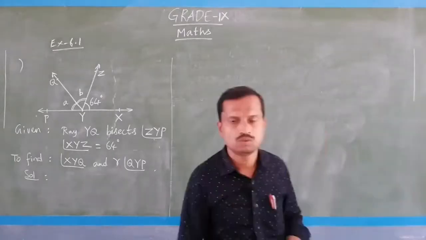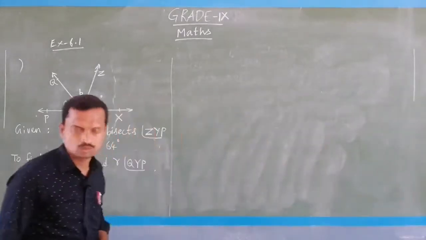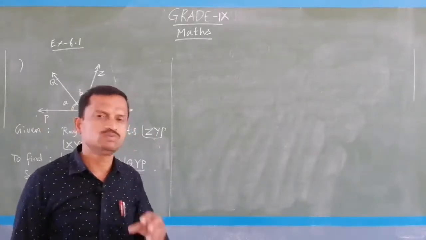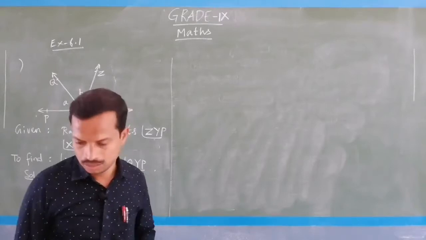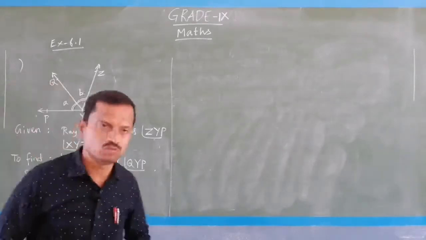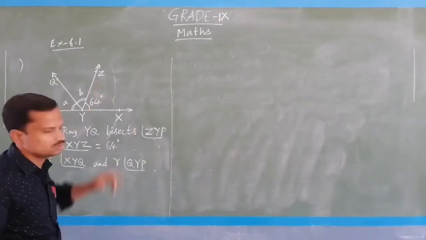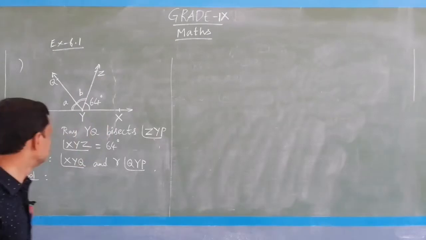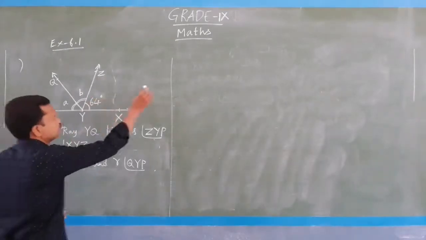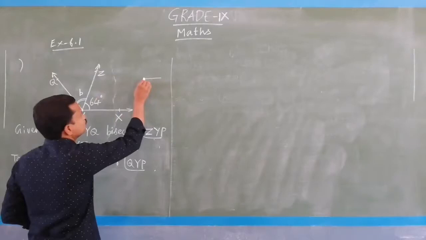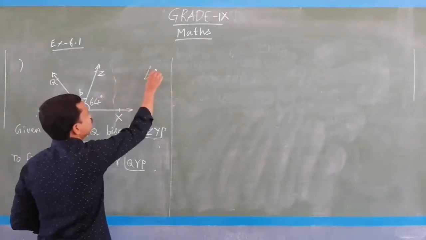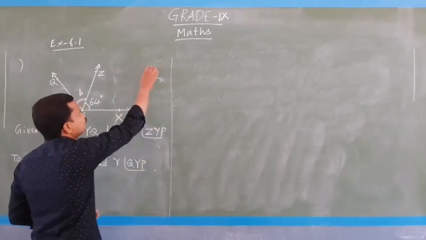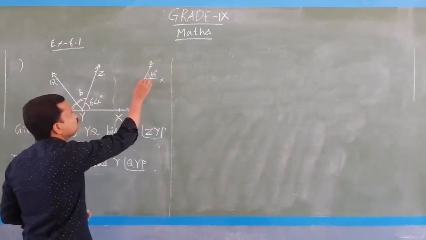Now, coming to question number 6. What they have given, we have to draw the diagram by ourselves by observing what is given in the question. See, it is given that XYZ equals 64 degree, and XY is produced to point P. I am just drawing here: this is XYZ, 64 degree, that is less than 90. So you can draw like this, keep this as X and this as Z, and then you have to produce this up to P.